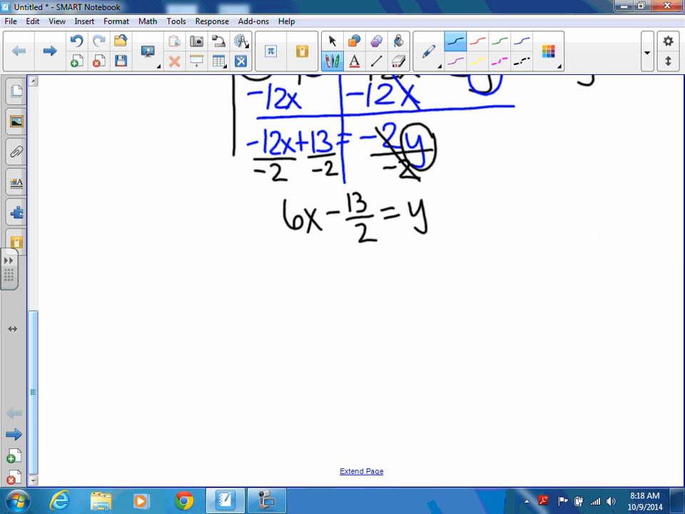As long as your letter y is by itself, it does not matter which way you write it. If it bugs you to have it written this way, rewrite it with the symmetric property saying y equals 6x minus 13 over 2. These are the same answers, and both will be counted as correct. It just depends on your personal taste.